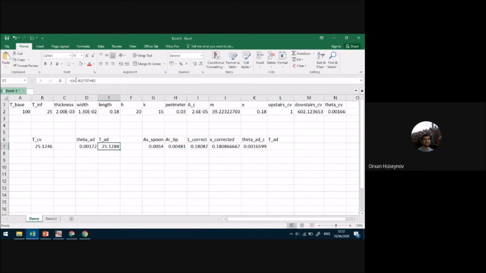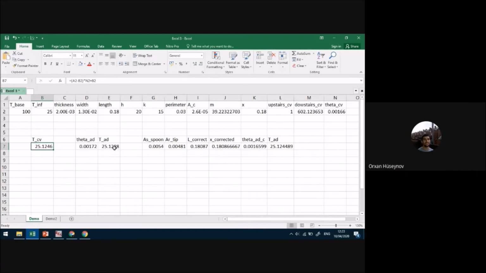For T adiabatic, this is the same formula that I will use, changing only the values. It will be A2 minus B2, that are the same, times D7. Instead of D7, I will use this formula, which is K7, and plus B2. B2 is the temperature here. Let's calculate it. It is 25.15. You see, the values are very close to the convective tip.